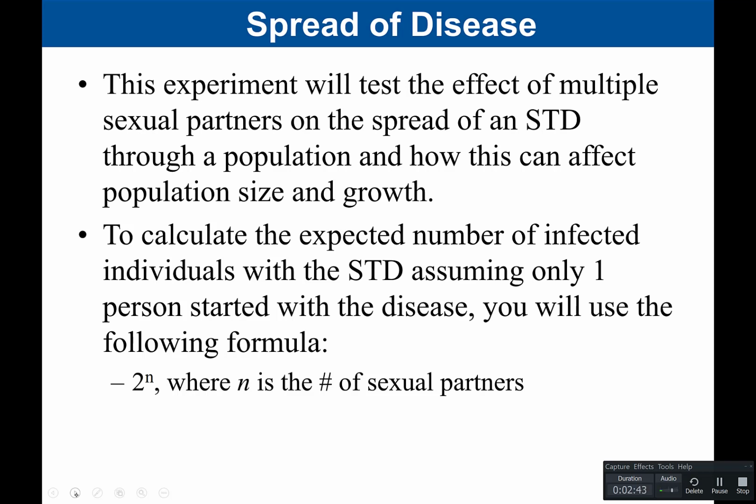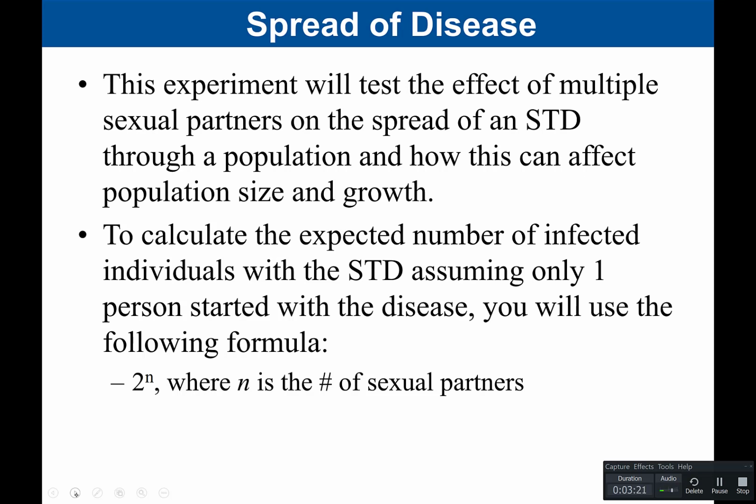The first experiment that we're going to look at is the spread of disease. This experiment is going to test the effect of multiple sexual partners on the spread of an STD through a population, and how this can affect population size and growth. Essentially, within our class, we're going to have one person who has the sexually transmitted disease, and we want to see how quickly that disease spreads.